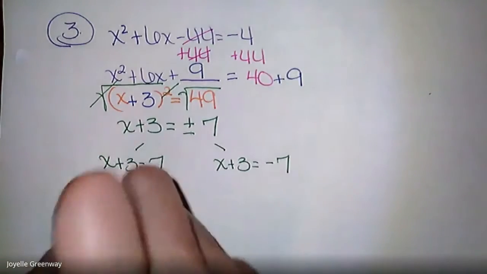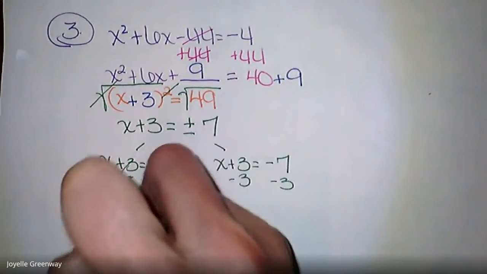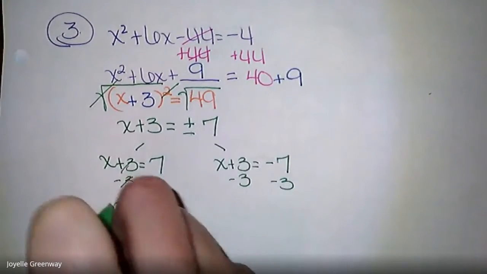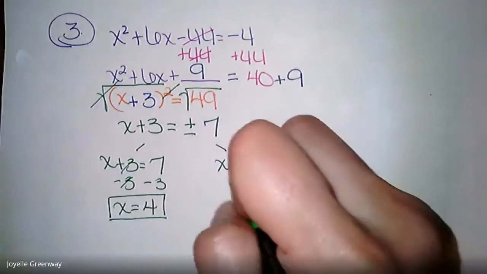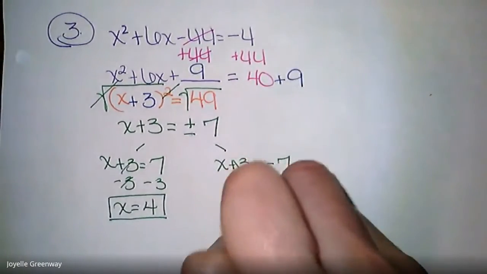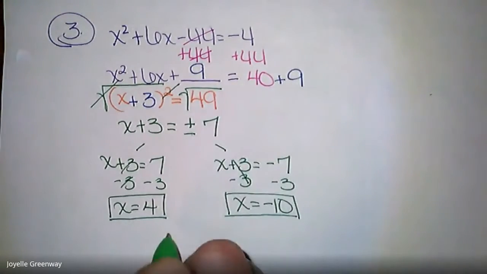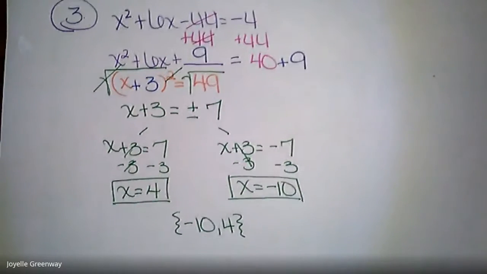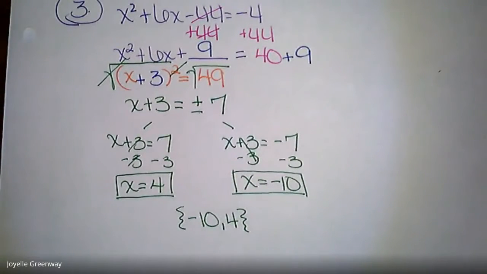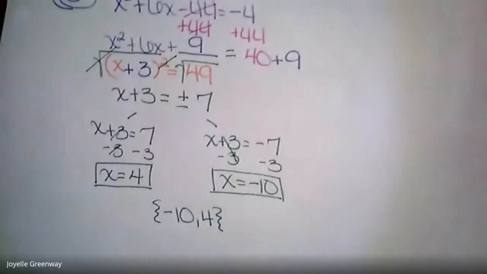Okay, and then I just solve. So I subtract a 3 from both sides, and I get x is equal to 4. And then when I subtract 3 over here, I get x is equal to -10. Okay, so your solutions would be -10 and 4. Okay, so that was number 3. Let's look at number 4.